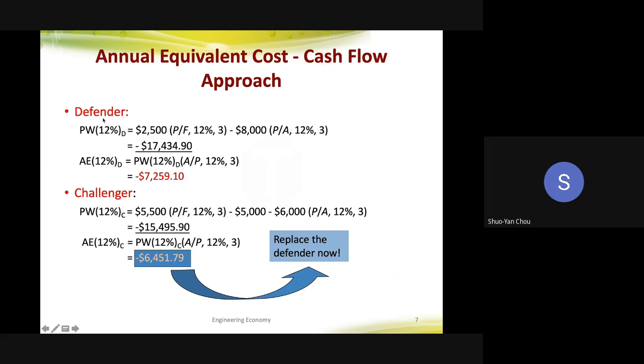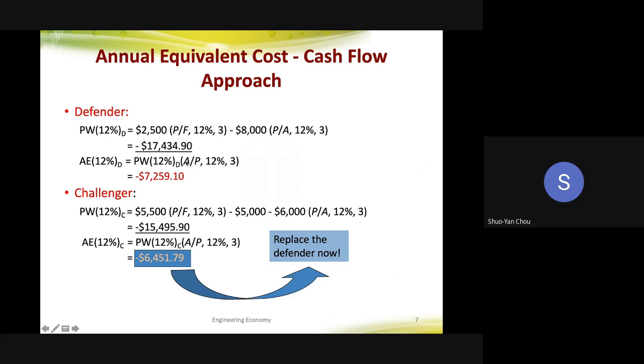For the defender, we can compute based on 12% MARR. This is the salvage value, 3 periods. We find the present value. This is the operating and maintenance cost for 3 periods, each period 8,000. This is the overall cost, the present worth of the overall cost. And we convert it using the present value to annual cost.